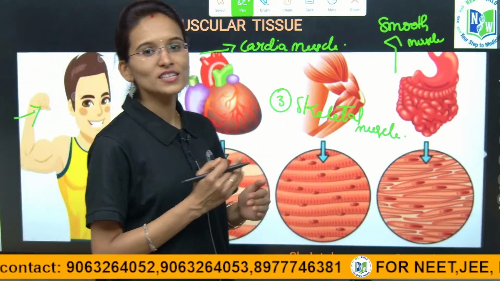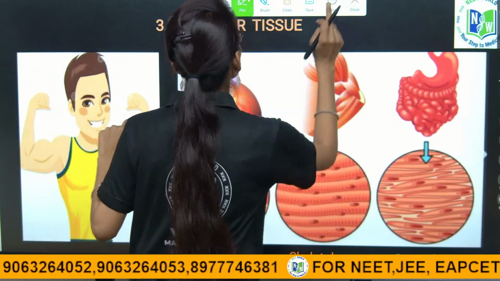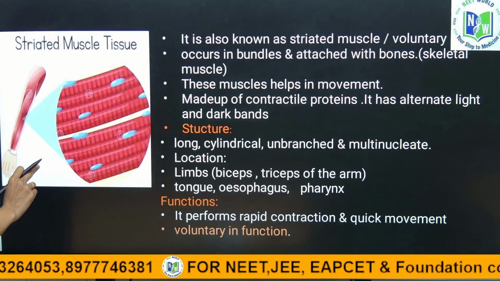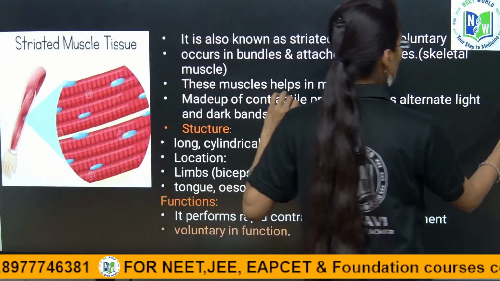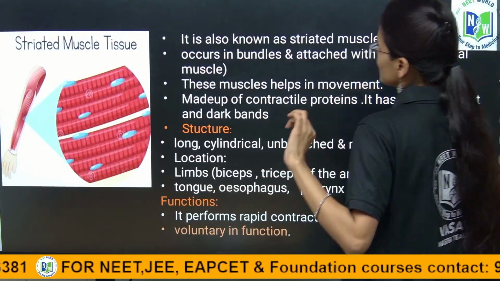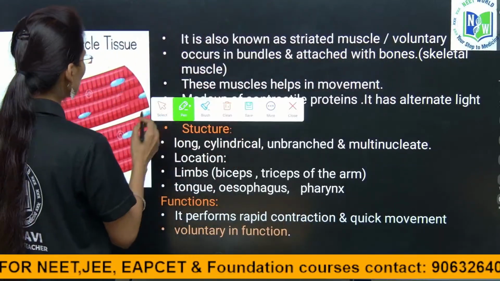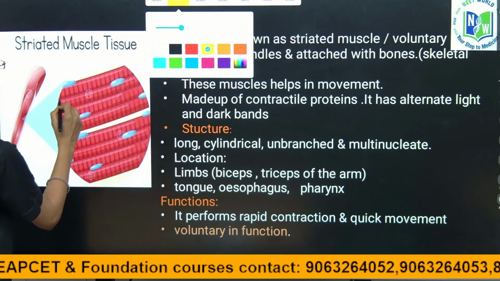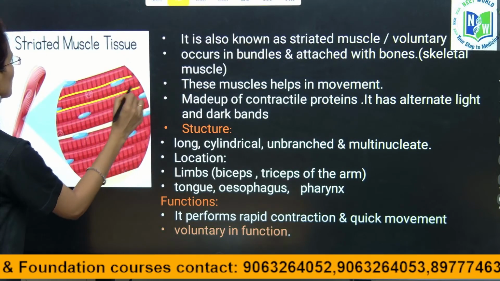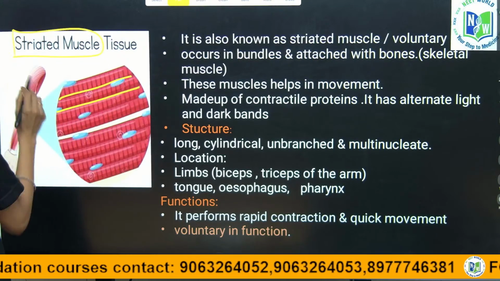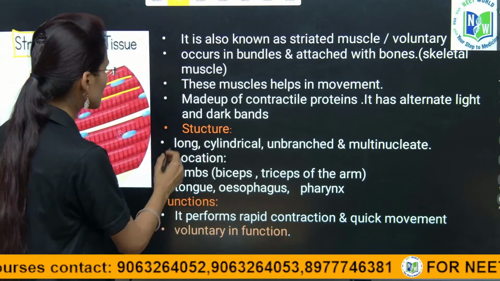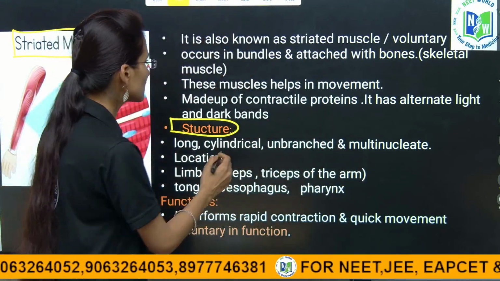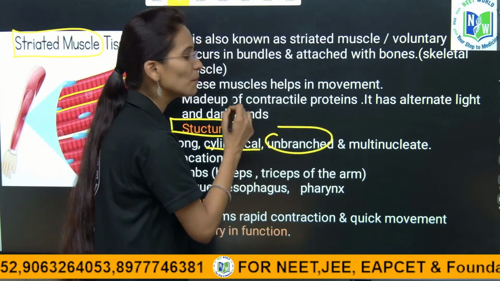Now again we are going to discuss this diagram, students, in the upcoming slide. So look here, the first type of muscle is striated muscle. It is called striated muscle because if you look into the structure, can you see here? These are the muscle cells of the striated muscle. In the striated muscle, the structure contains long elongated, cylindrical and unbranched muscle cells.